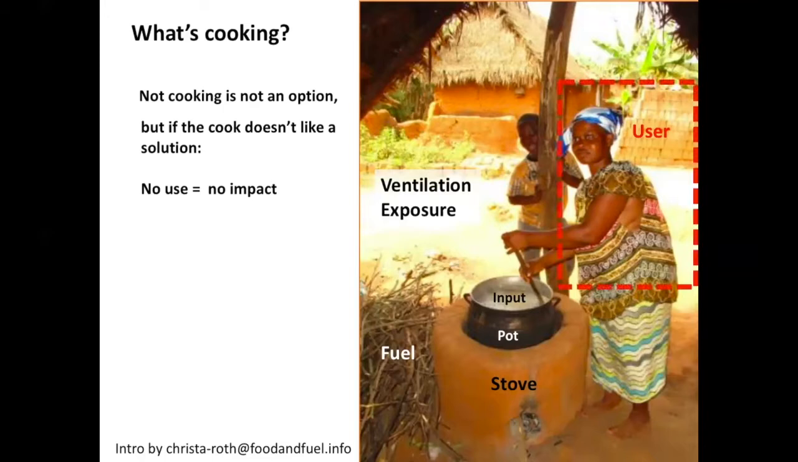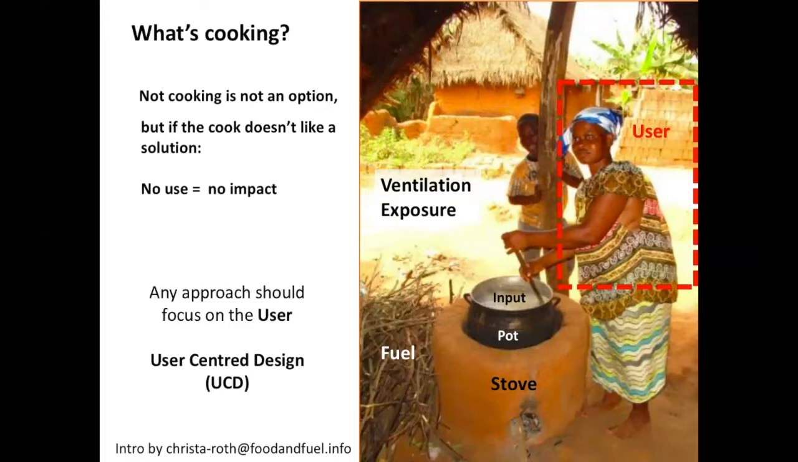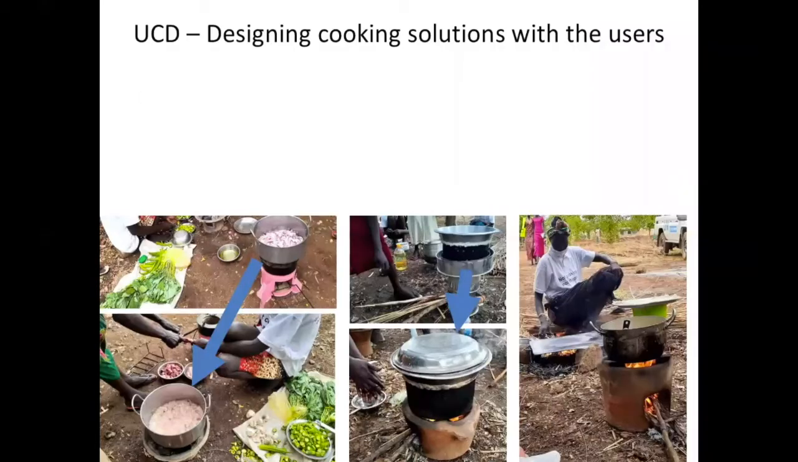So we need to shift the focus from the stove to the user. There's no one size fits all solution in cooking, but any approach to find a cooking solution should start with the user. This is an example from a cookout in a camp in Gambela, Ethiopia, during a user-centered design exercise from April this year.